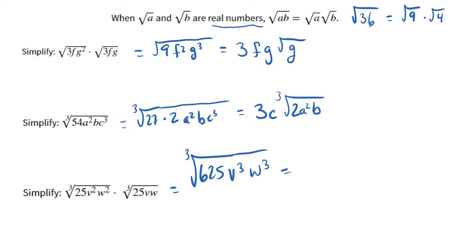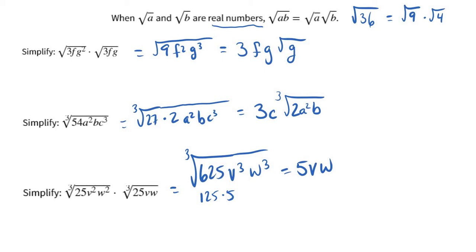Now 625, and again you could go play with the calculator, maybe I'll break that up. That is the same as 125 times 5. 125, which is 5 times 5 times 5, is a perfect cube, so I can pull that out. So I can pull a 5 out there, v cubed will just become v, w cubed would become w.